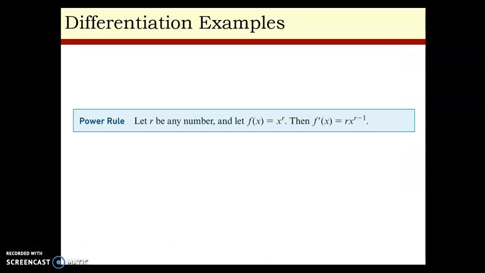Let's look at the power rule. Let r be any number, and let f of x equal x to the r power. Then, as we just got 3x squared, it would be r x to the r minus 1.